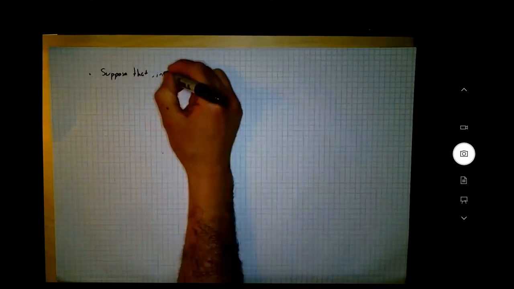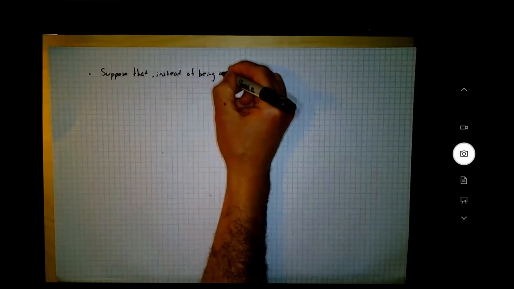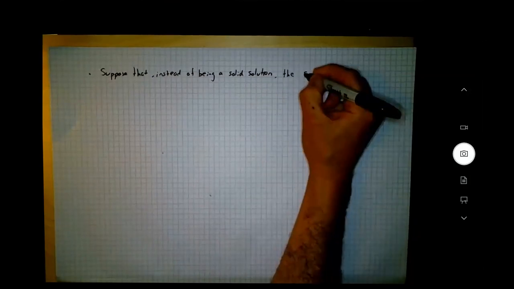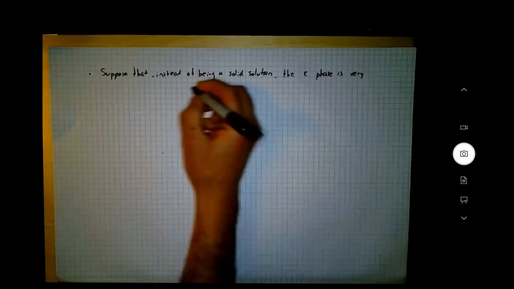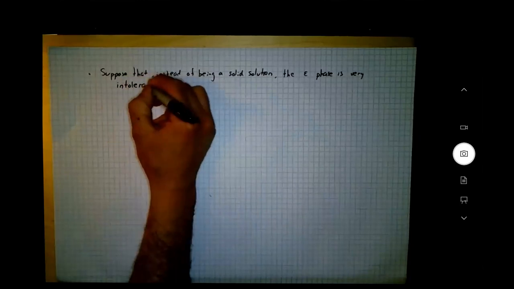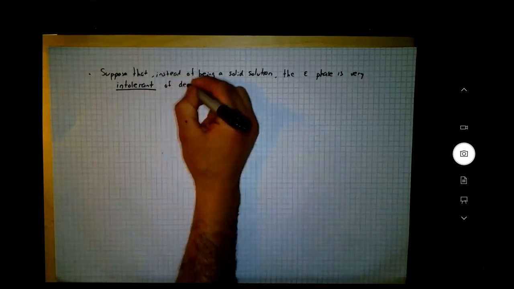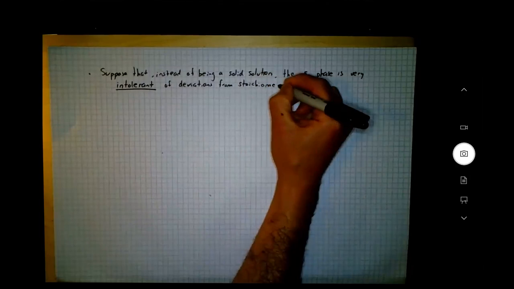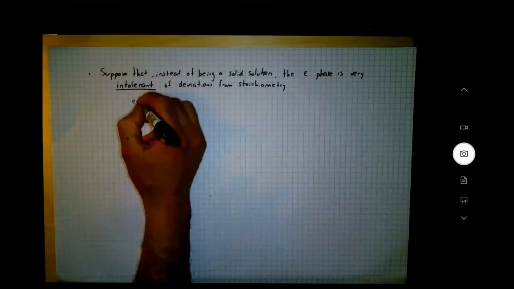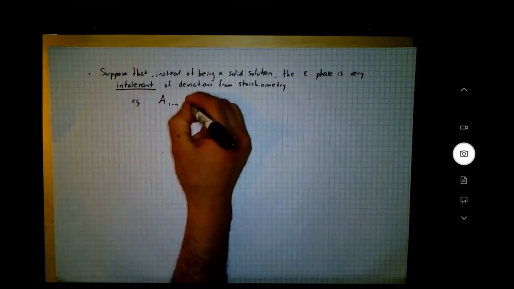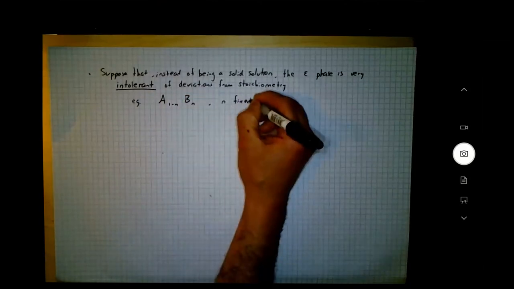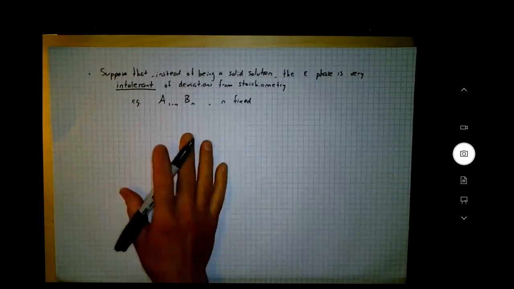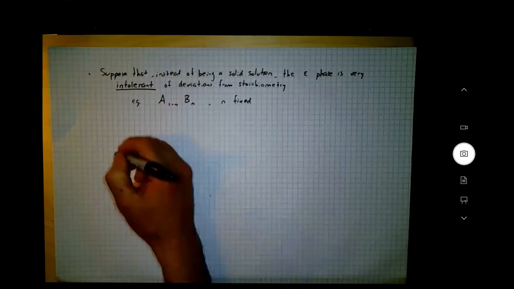So now, suppose that instead of being a solid solution, the epsilon phase is very intolerant of deviations from stoichiometry. So for instance, let's say we have A 1 minus n Bn, but in this case n is fixed. It doesn't vary in nature. So this is a little bit more like a molecule than a solution, right? How does that look on the free energy composition diagram?